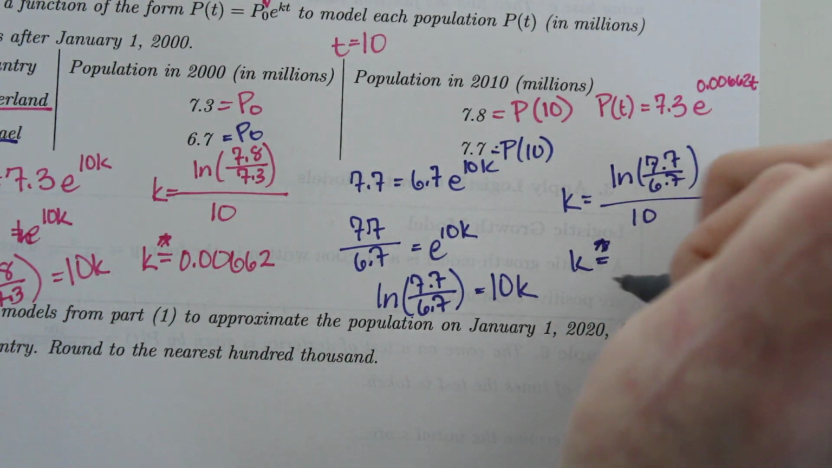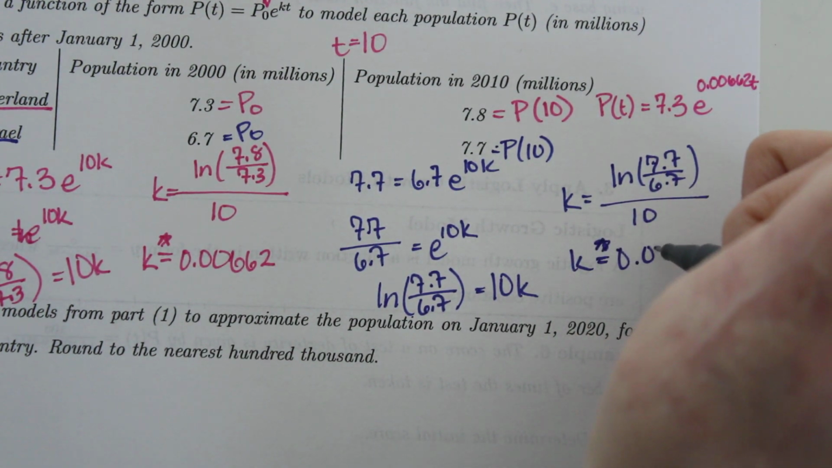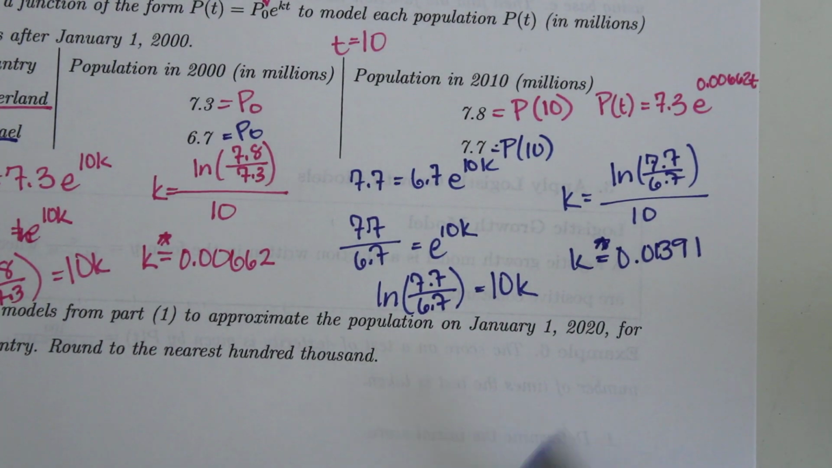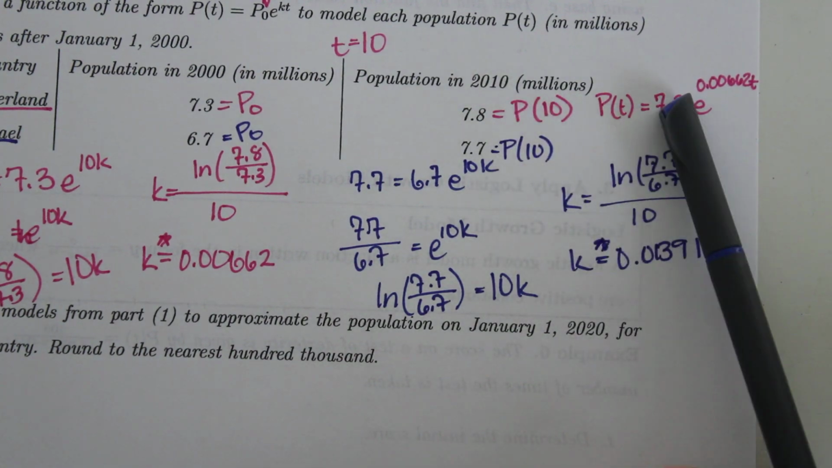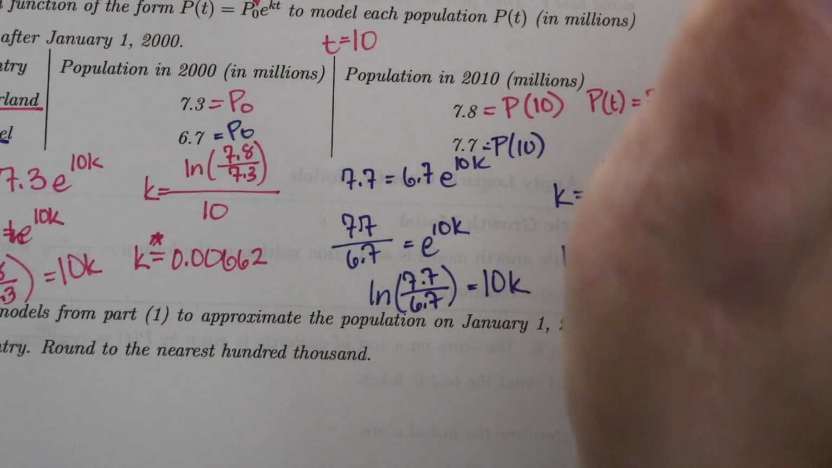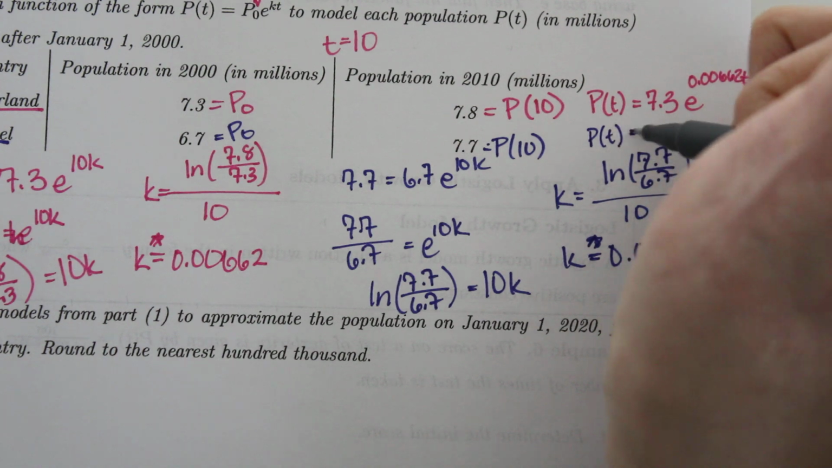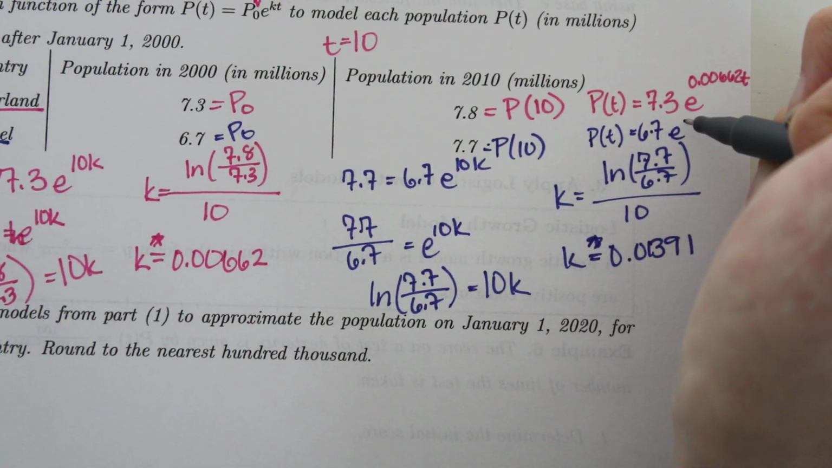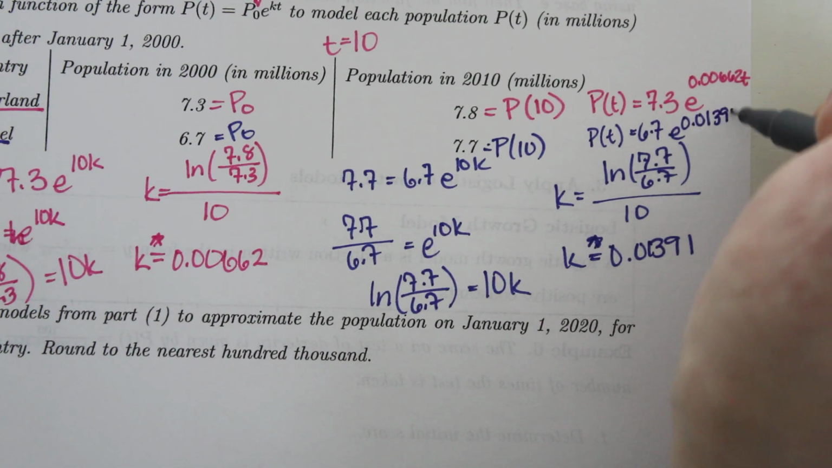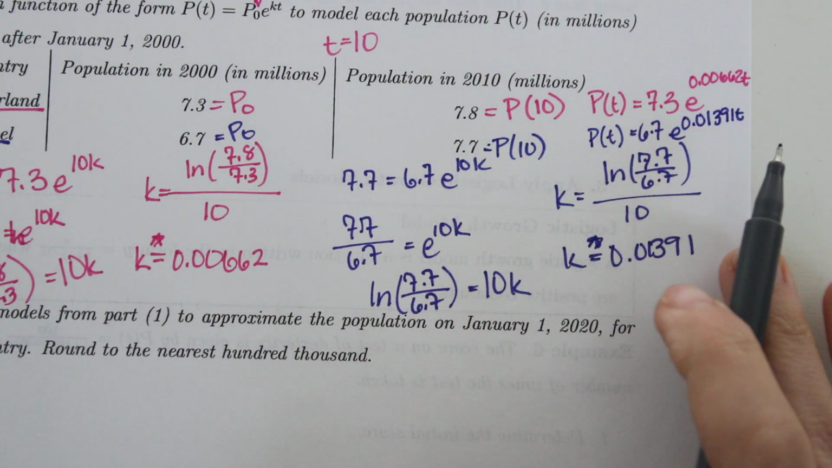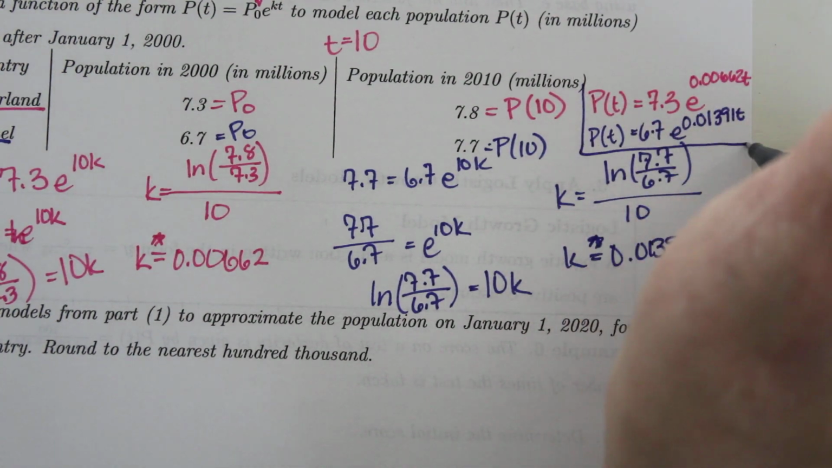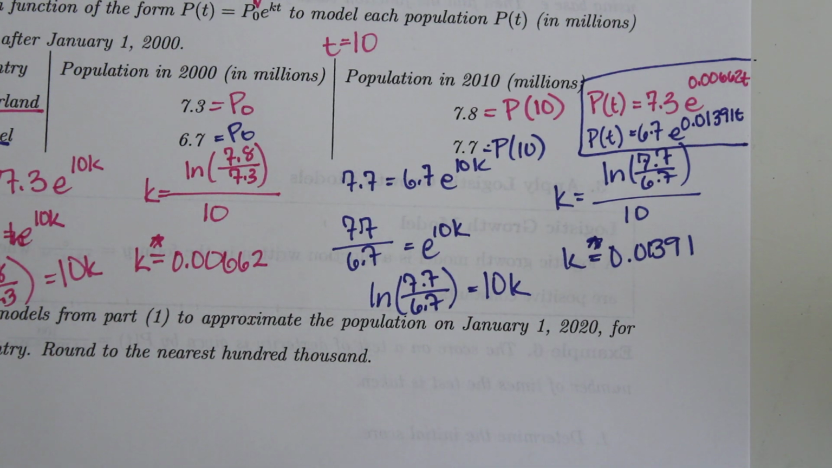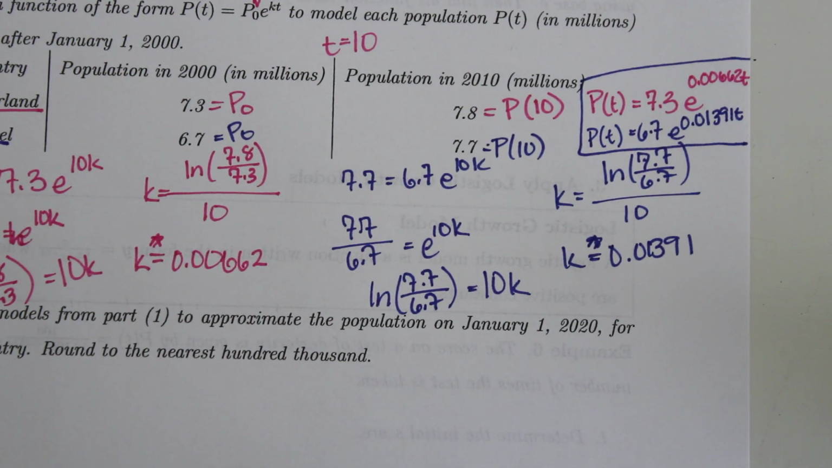Using our calculator, k is equal to 0.01391. So using our k value, we're going to find our P of t for Israel. So we have P of t is equal to, well, what was our original amount? 6.7 e to the 0.01391 t. And these two functions right here are our answer. That's what it was asking for. It said write a function of the form to model each population.